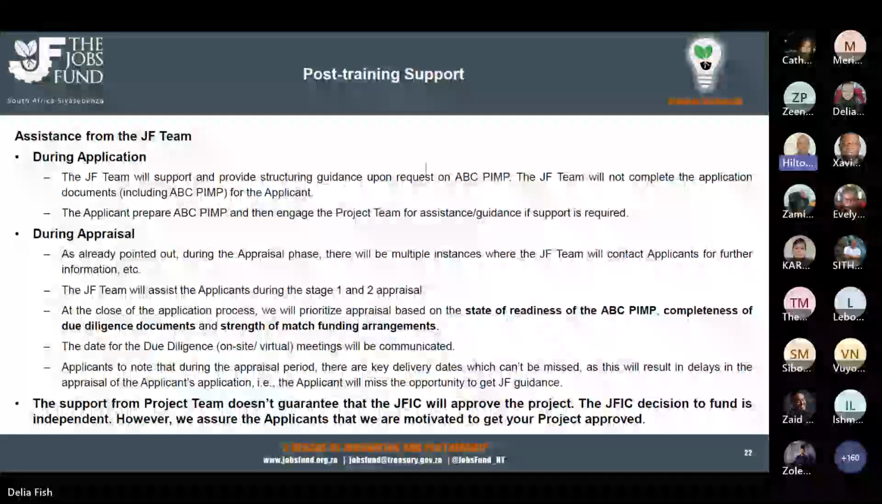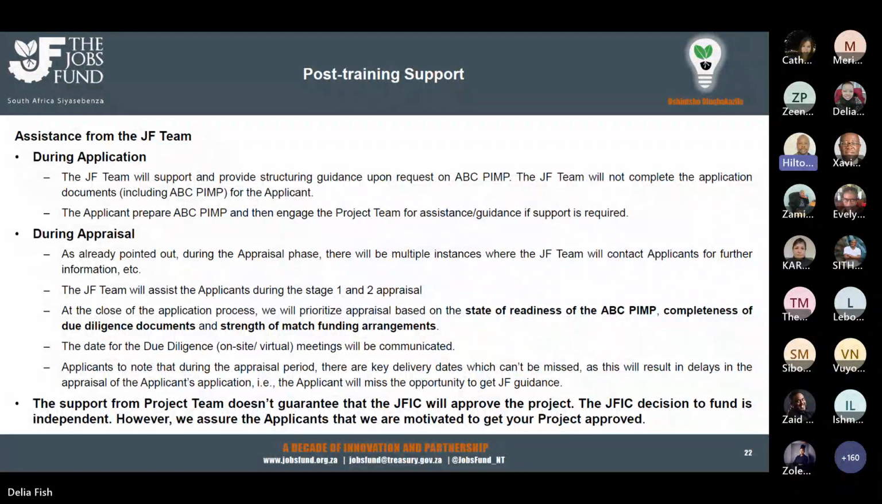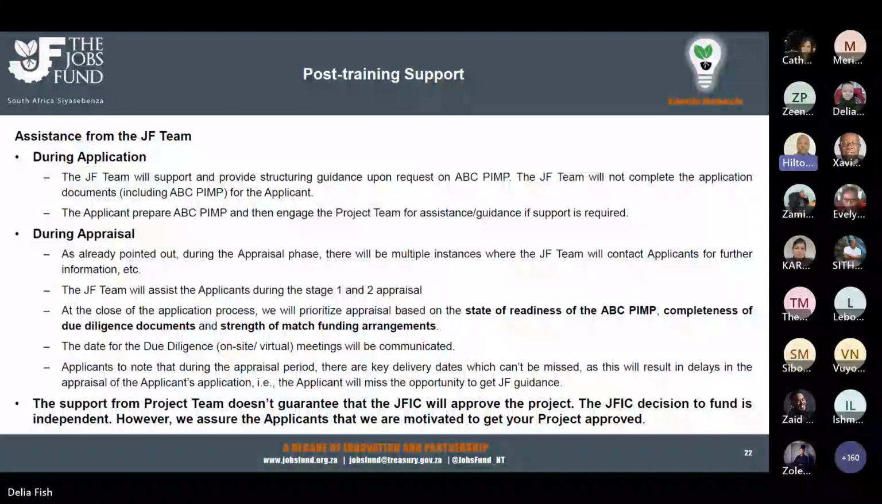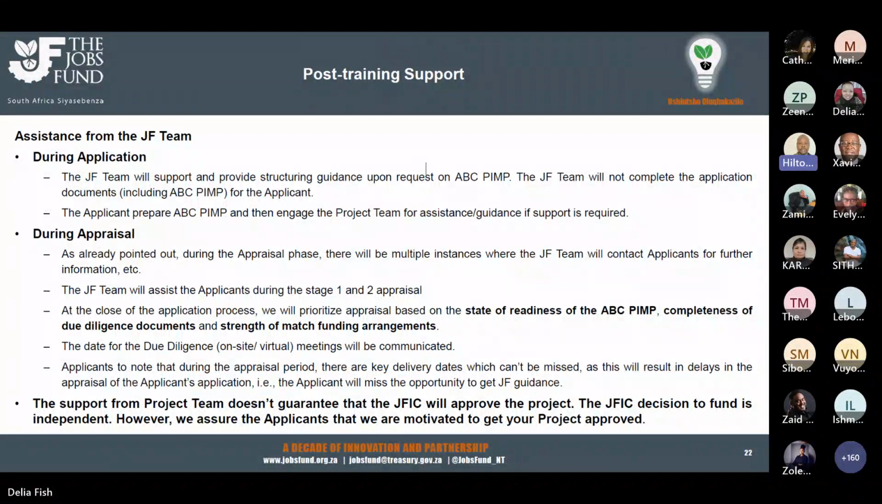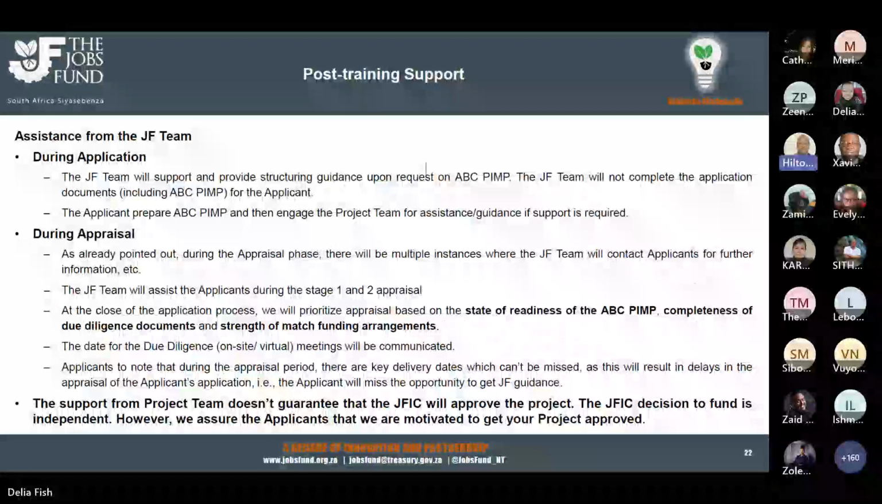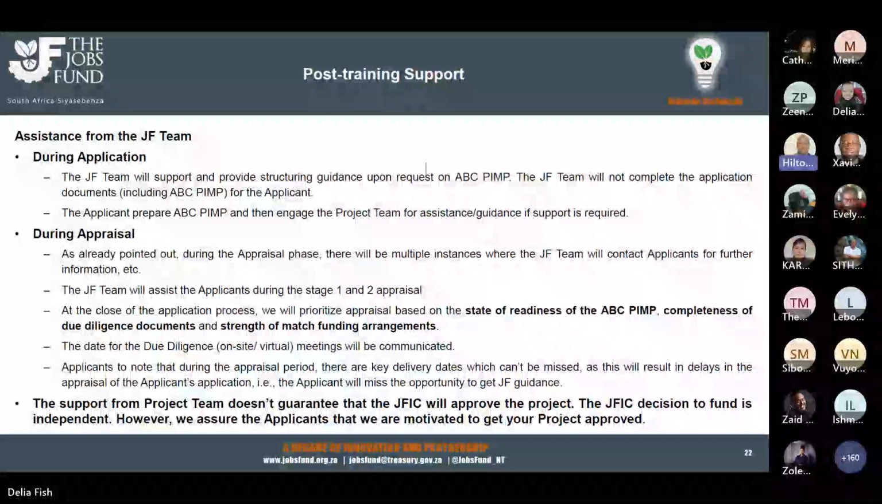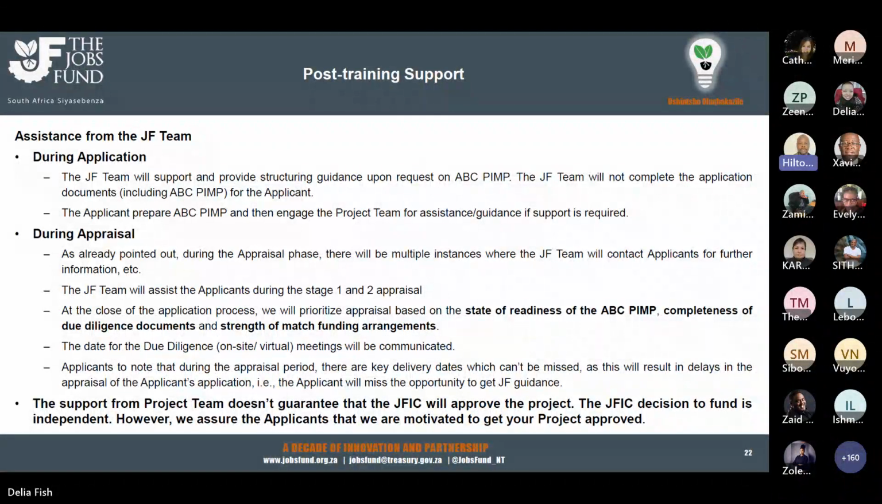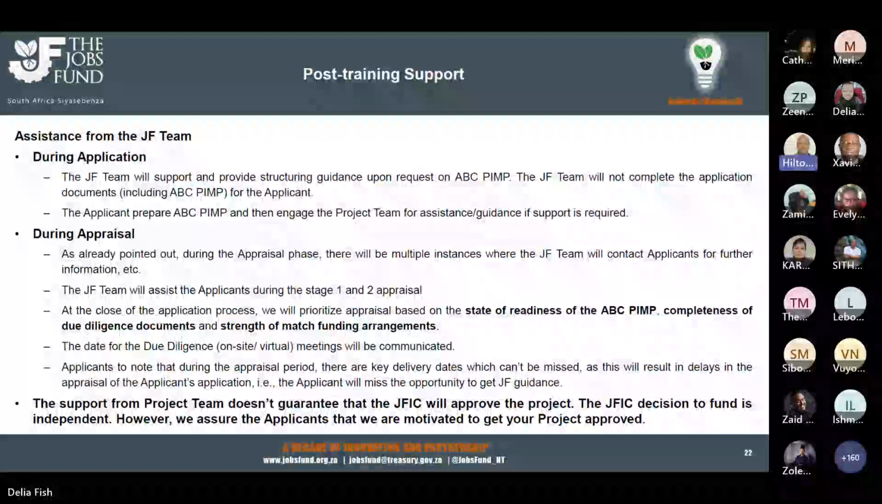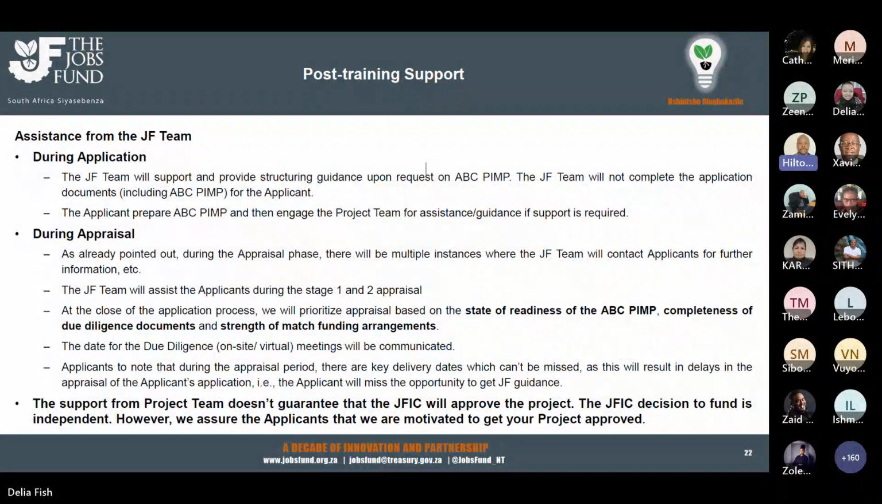At the close of the application process, we'll prioritize projects that have ready PIMP documents, right? And other documents. Those projects will then be assessed much sooner than those that may still have gaps that the team still needs to work on for a long time to complete those ABC PIMPs and other documentation. So ensure that before you hit the submit button, you have documents that are really solid and are good enough to be assessed on their own during the due diligence process.